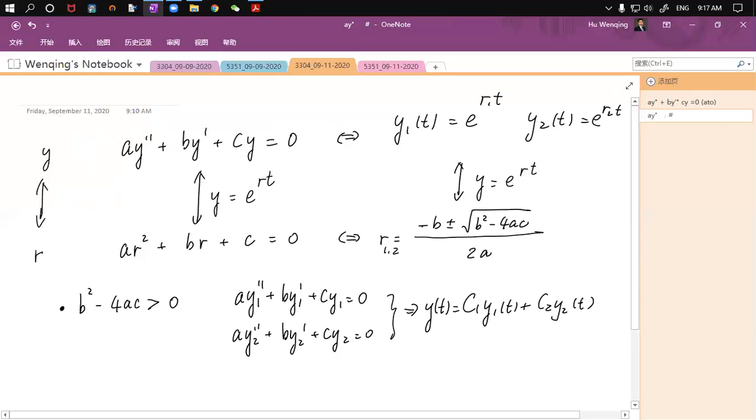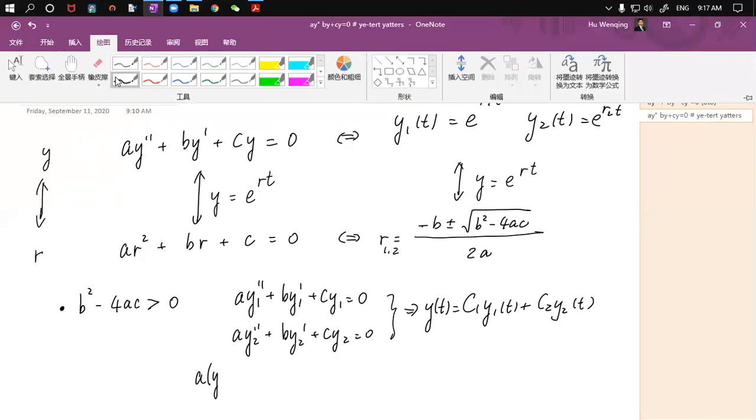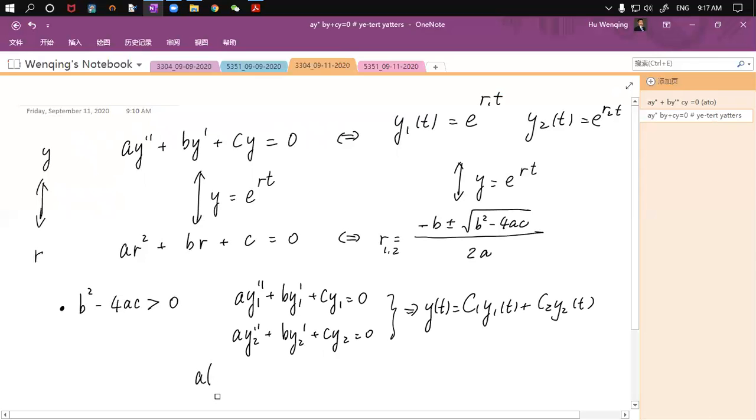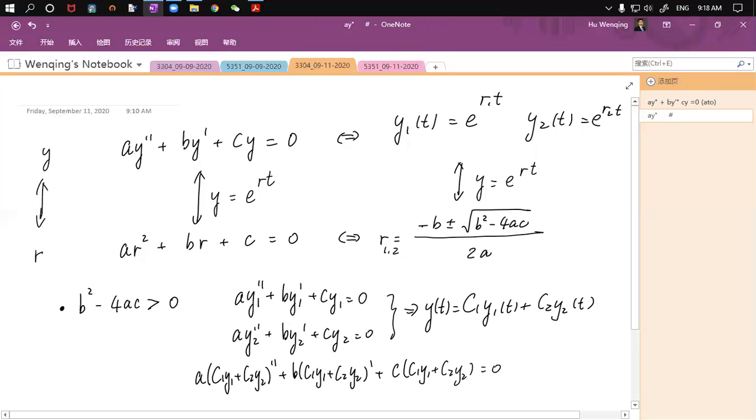This is very easy to see. For example, I can multiply the first equation by C1, and I can multiply the second equation by C2. Remember, the right-hand sides are both zeros, so no matter what you multiply, it's not going to change the right-hand side. So that's A(C1 y1 + C2 y2)'' + B(C1 y1 + C2 y2)' + C(C1 y1 + C2 y2). They're all equal to 0.